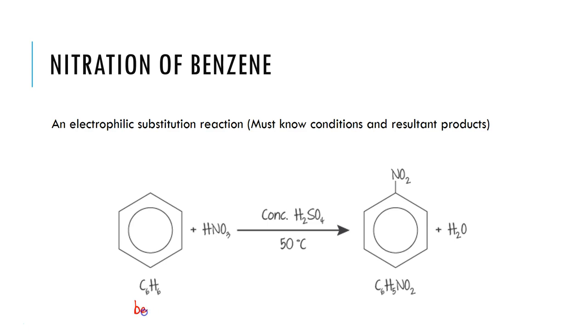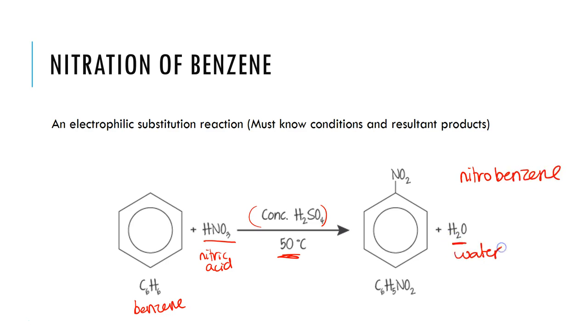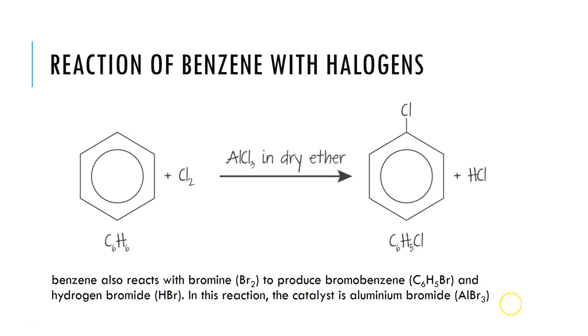So we take benzene, we add nitric acid in a mixture with concentrated sulfuric acid, and we heat it gently. When we do that, we will form nitrobenzene, okay, and water as a byproduct. So you need to know that we take benzene, we need to know the conditions of the nitric acid and concentrated sulfuric acid with heat, and these products as well. So it's another one to add onto your reaction schemes.